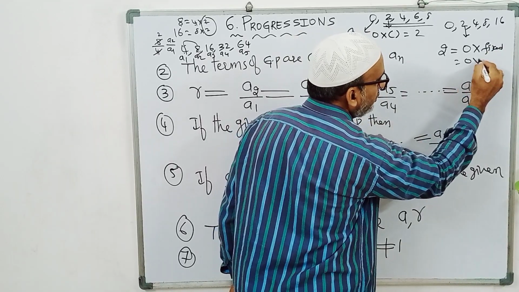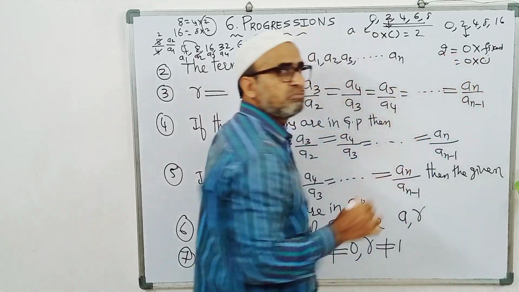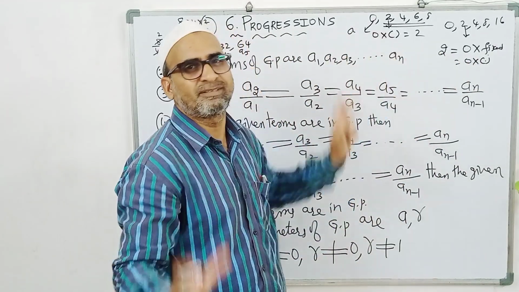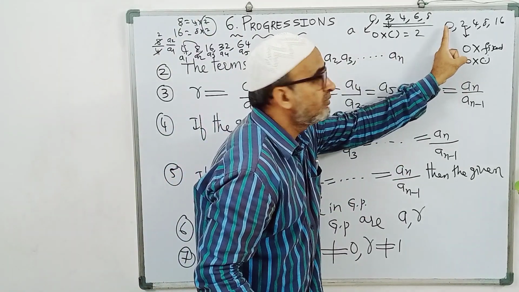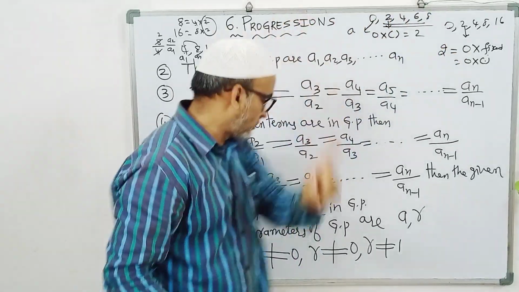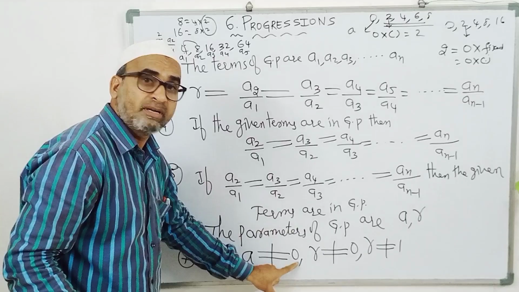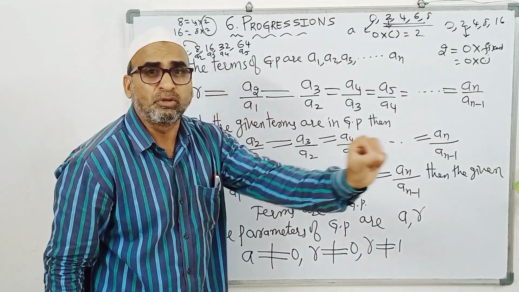So 0 multiplied with what fixed number will give you 2? Is there any chance? No chance. That's why, compulsorily, the value of a, the first term, should not be equal to 0. Very important condition. And he is telling that the r value also should not be equal to 0.